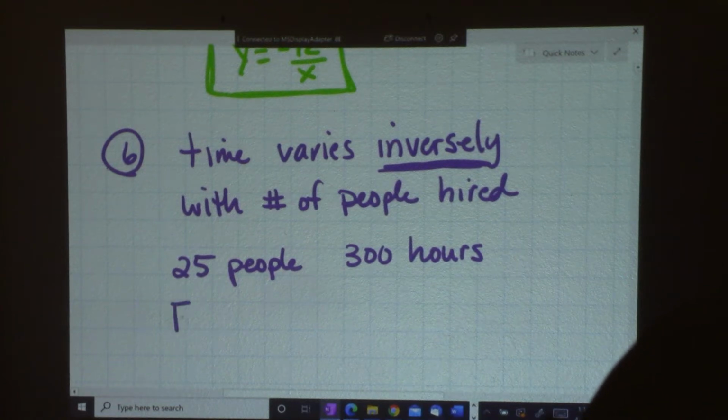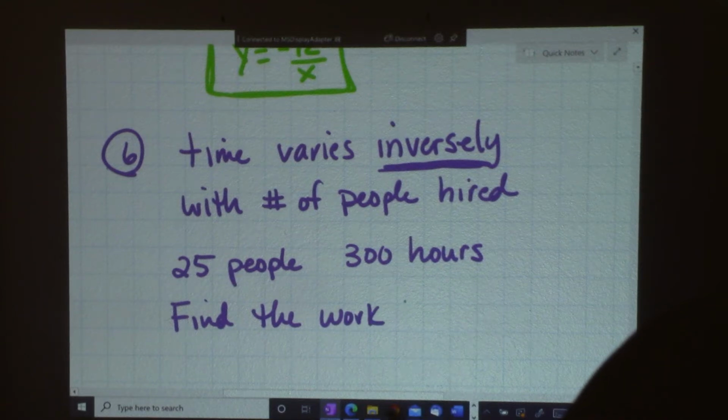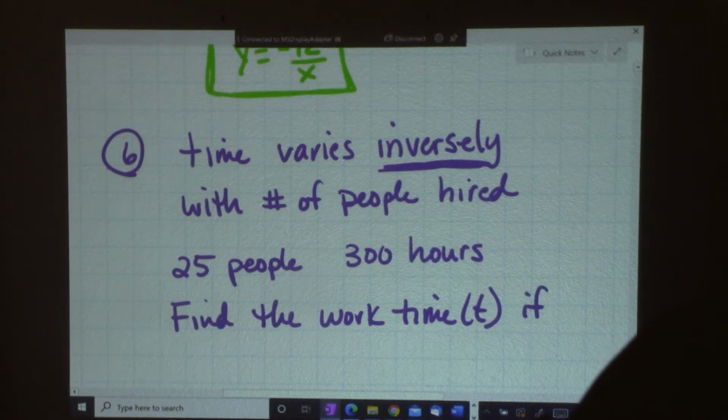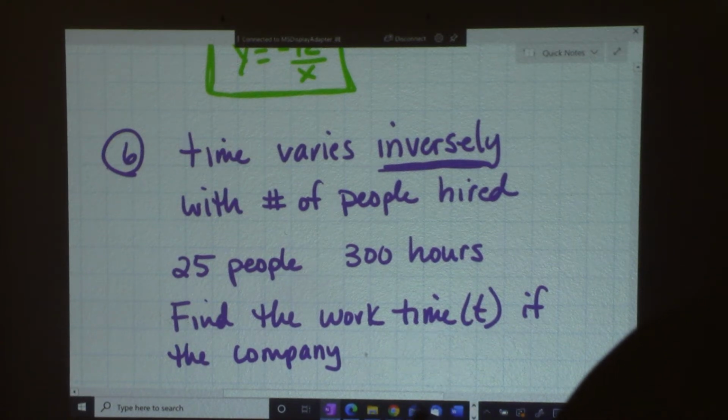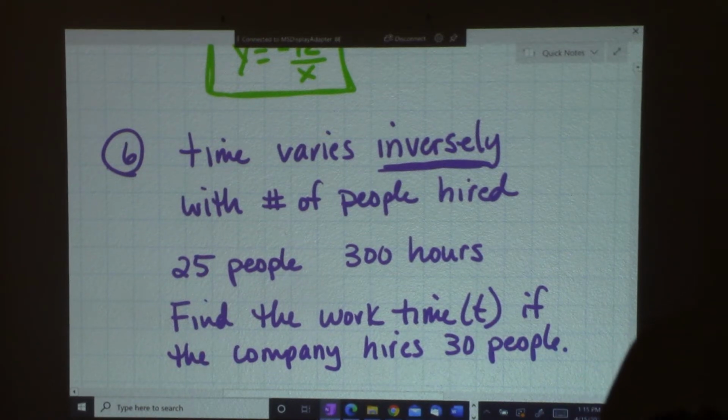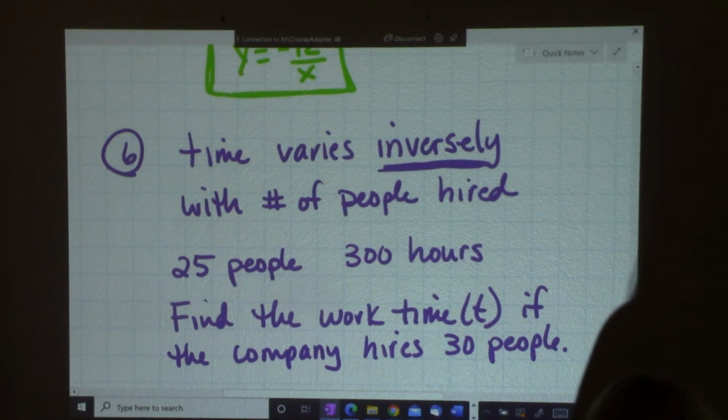Okay, so find the work time, that would be T, if the company hires 30 people. Okay, so let's talk about this. The first thing we know is that time varies inversely, which means, let's think about that. You're going to have less time if you have more people doing something.